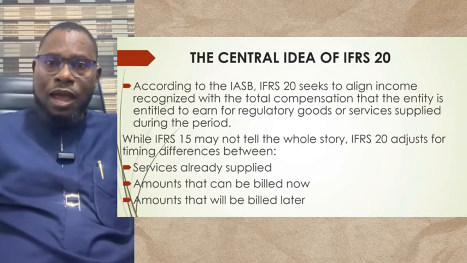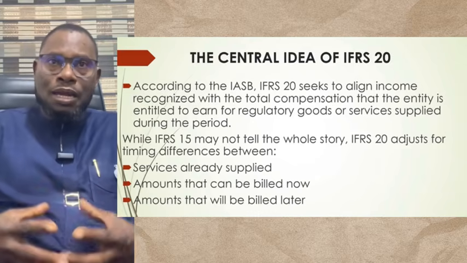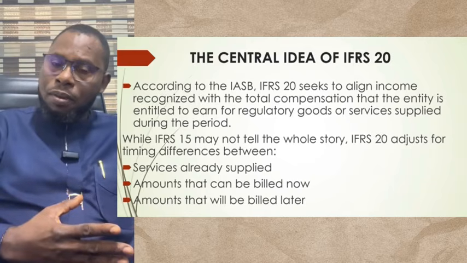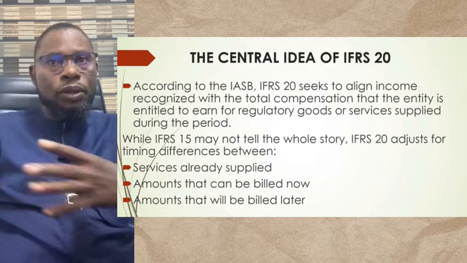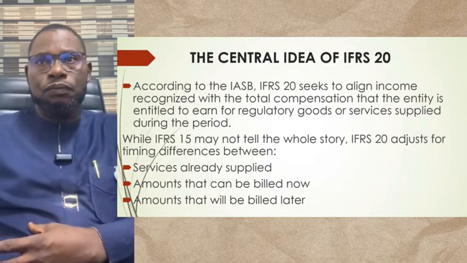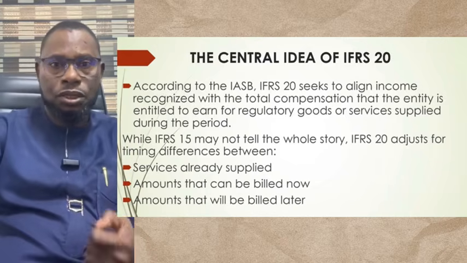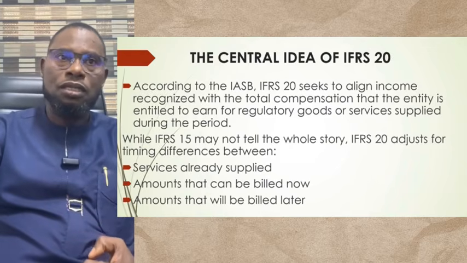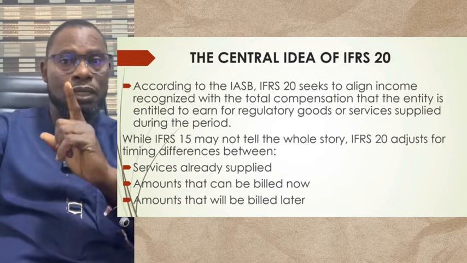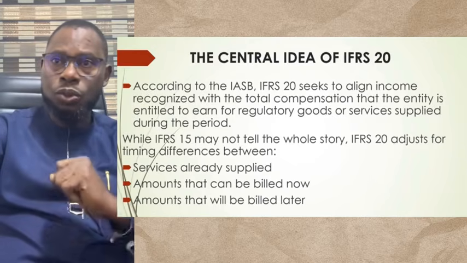So IFRS 14 wants to align them, to align the income that you recognize with what? The total compensation that you're entitled to. So this is what the standard is all about. IFRS 15 may not tell the whole story, but the standard adjusts for timing differences.